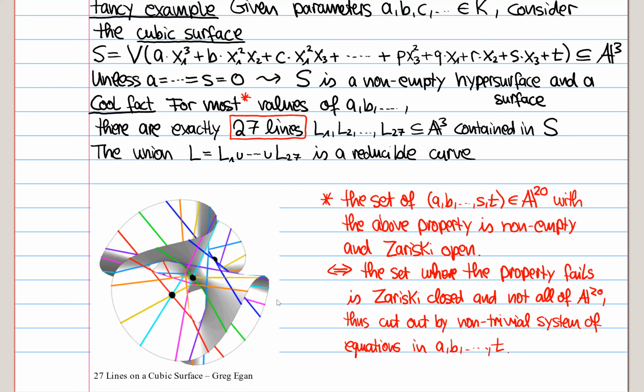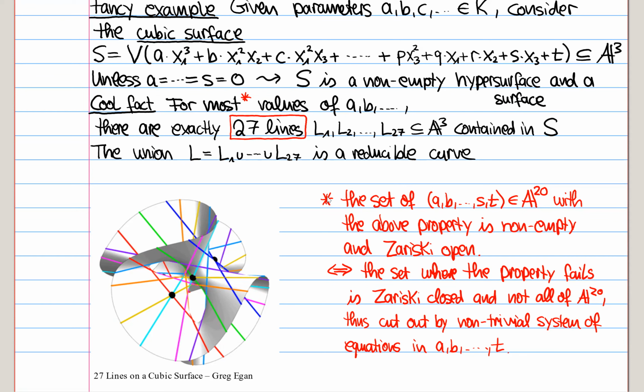And the final thing that I should say, and that's also kind of a foreshadowing of something which will later be important, is that I claimed here that for most values of these parameters, the following statement is true, that you have exactly 27 lines and so on. And what do I mean by most here?